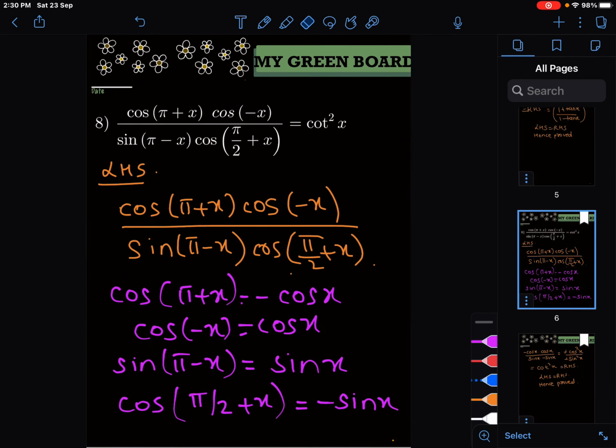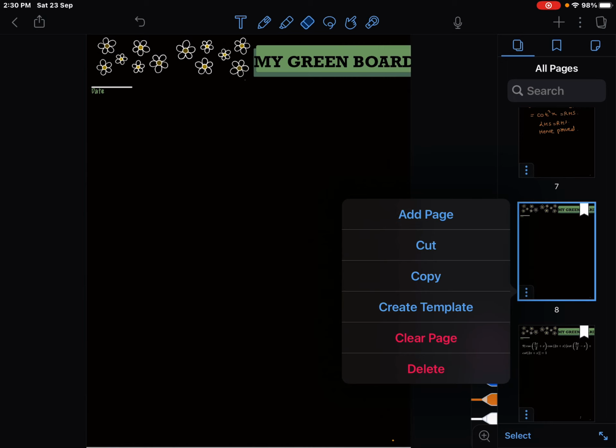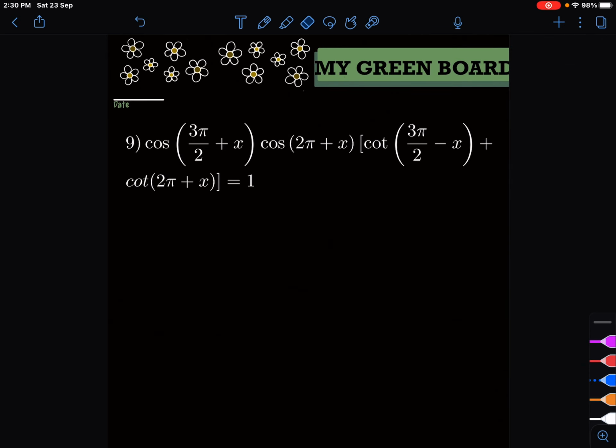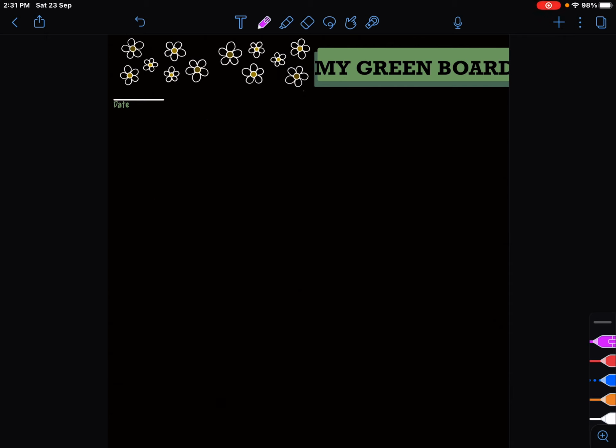Okay. So now let's go to the next question. Cos 3 pi by 2 plus x, cos 2 pi plus x, cot 3 pi by 2 minus x plus cot 2 pi plus x is equal to 1. This is a very simple question. Just think and do. Now let me just write the formula first. These inside the bracket things we'll deal with first and then substitute the values.